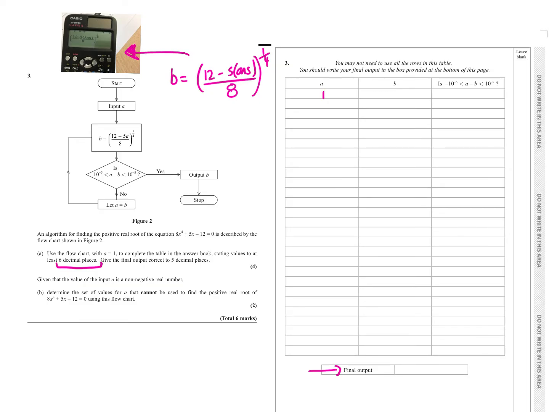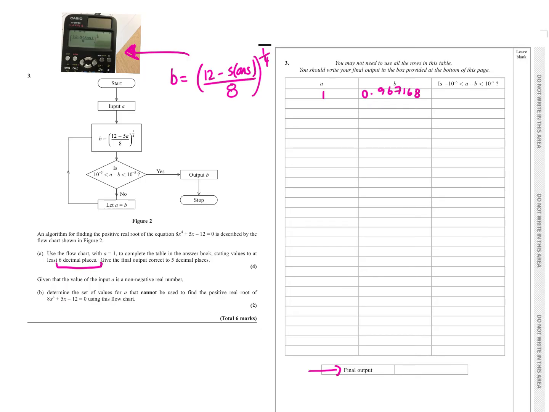Okay, now it's 0.96716. Wait, how many did it want? At least 6. 1, 2, 3, 4, 5, 8. Okay, I'm going to do that. Then it says, is minus 10 to the minus 5 less than A minus B? It's less than 10 to the minus 5. Okay, I'm not going to press equals again, because I've now set this up, right?